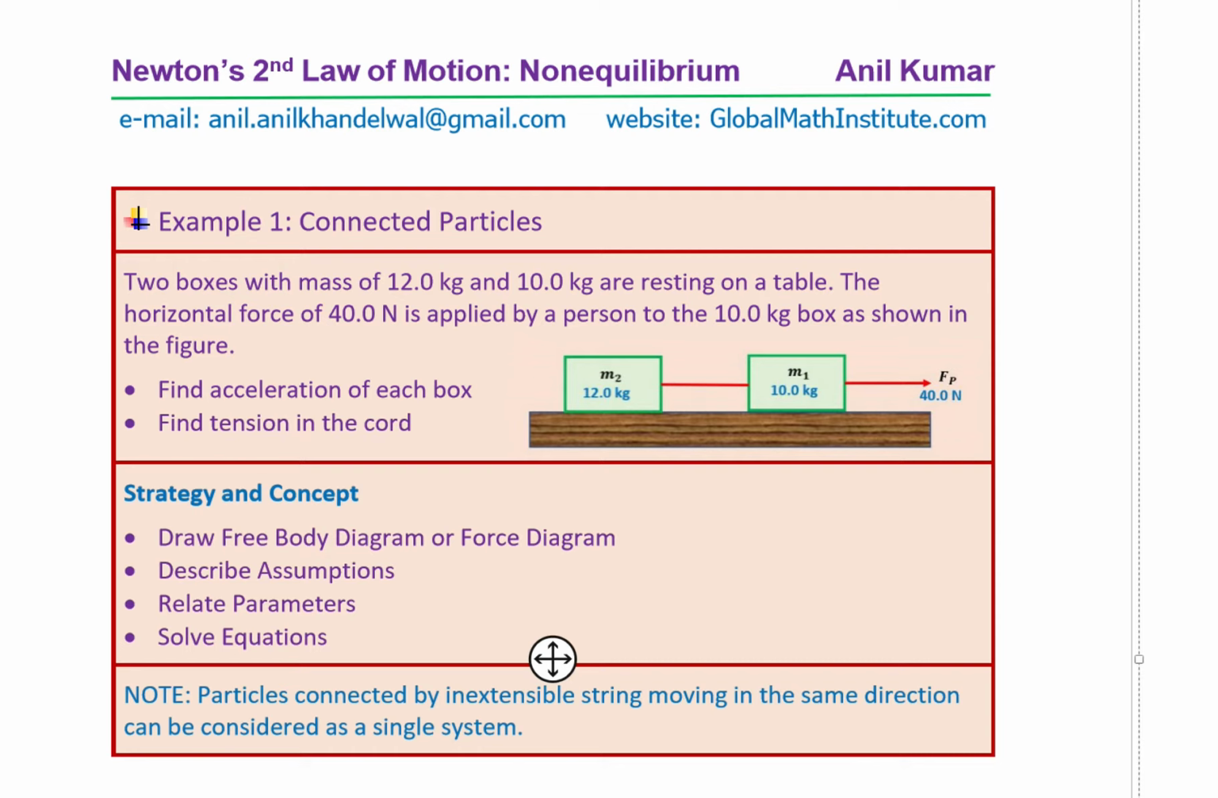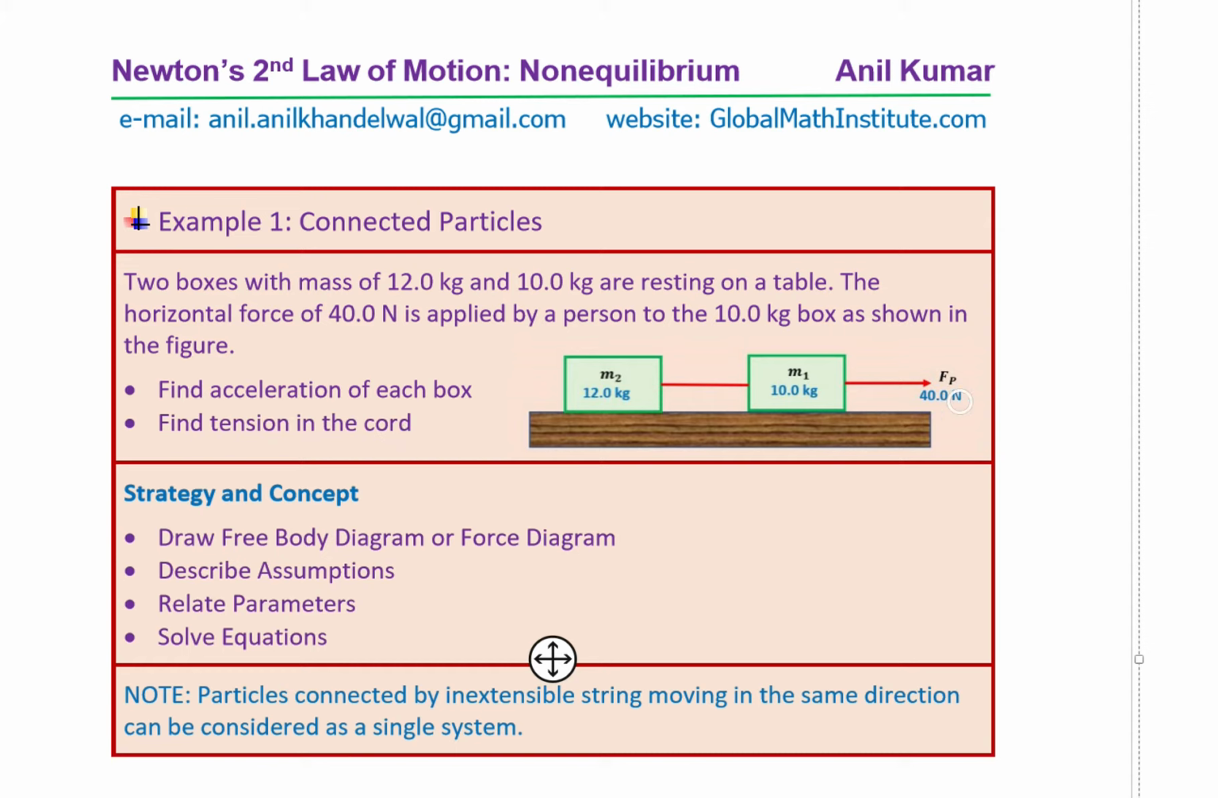Example 1. We have connected particles, so we'll consider these masses on the table. The question here is: two boxes with mass of 12 kg and 10 kg are resting on a table. A horizontal force of 40 Newton is applied by a person to the 10 kg box as shown in the figure. Find the acceleration of each box. Find the tension in the cord.